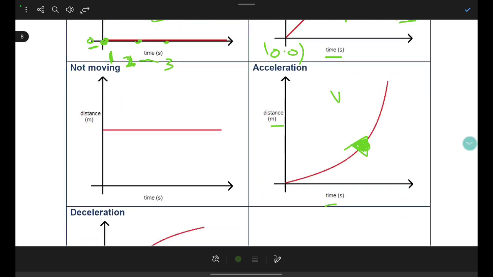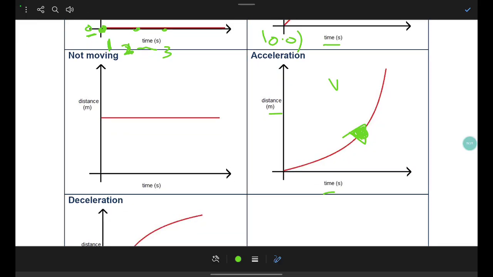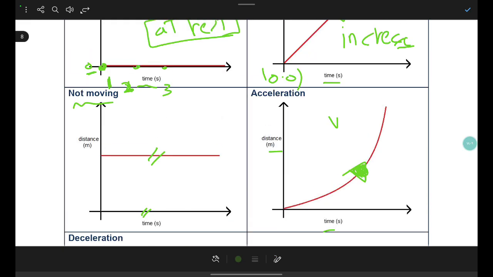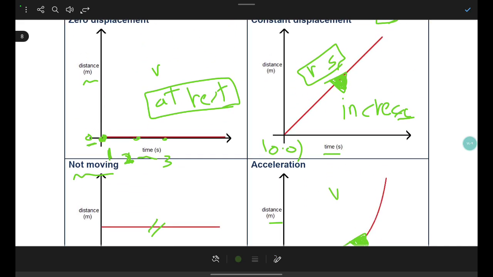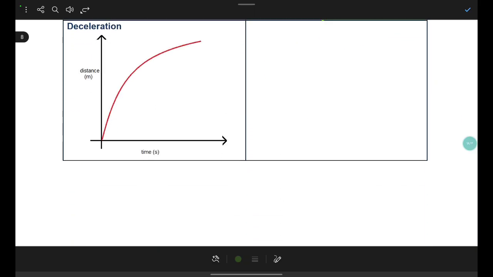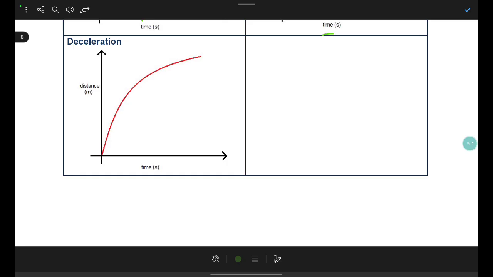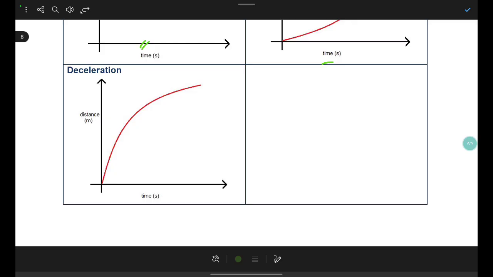Now the fourth graph: a horizontal straight line parallel to the horizontal axis. This object is not moving. The same as in the second case. In this graph, distance and time, the slope is v, and v in this case is the acceleration or the deceleration.